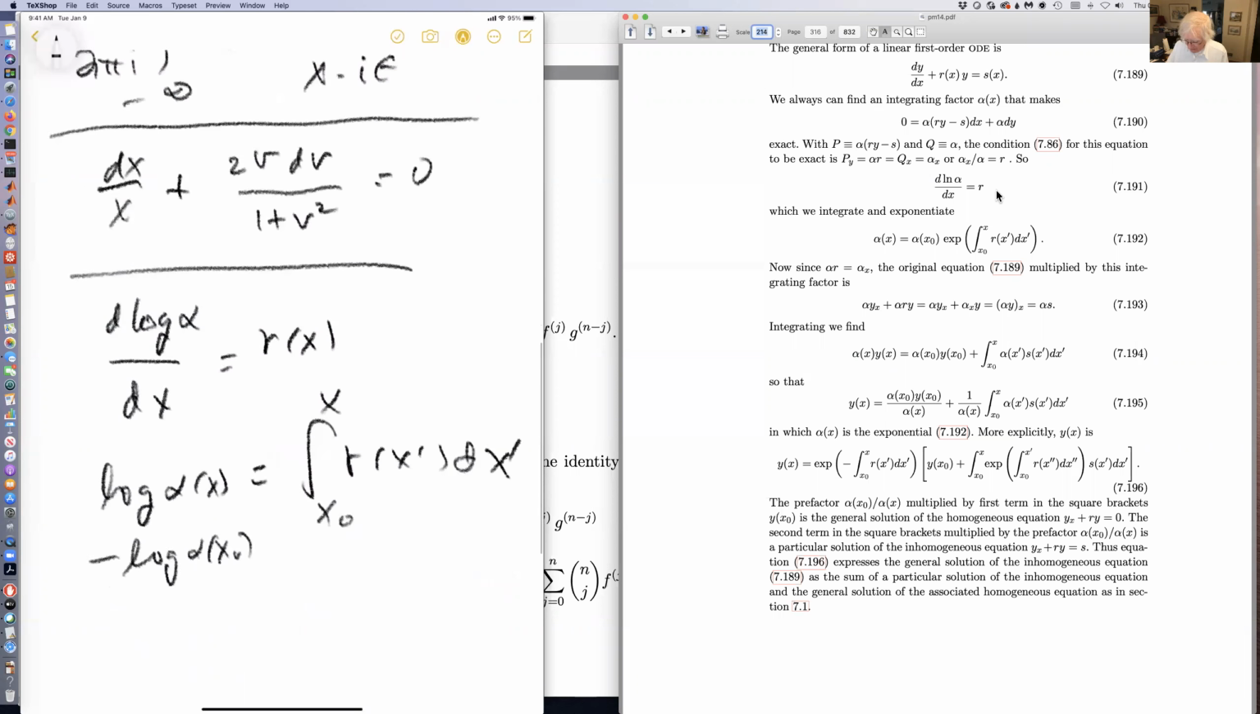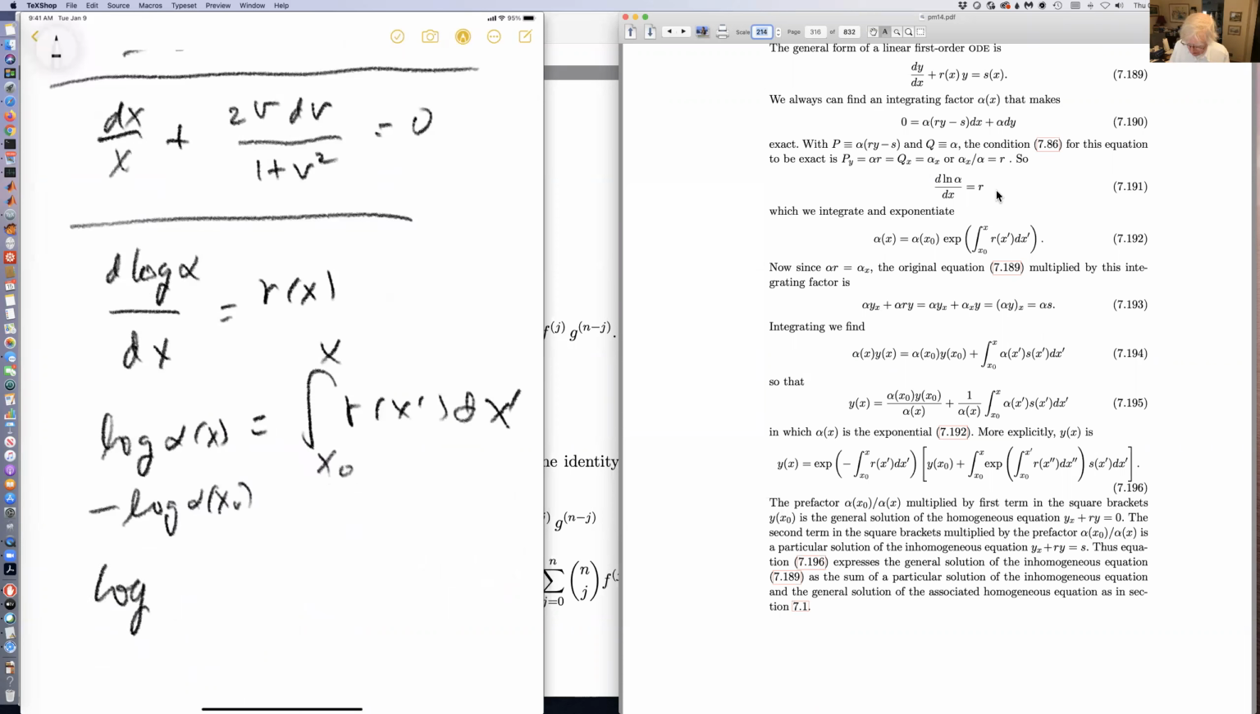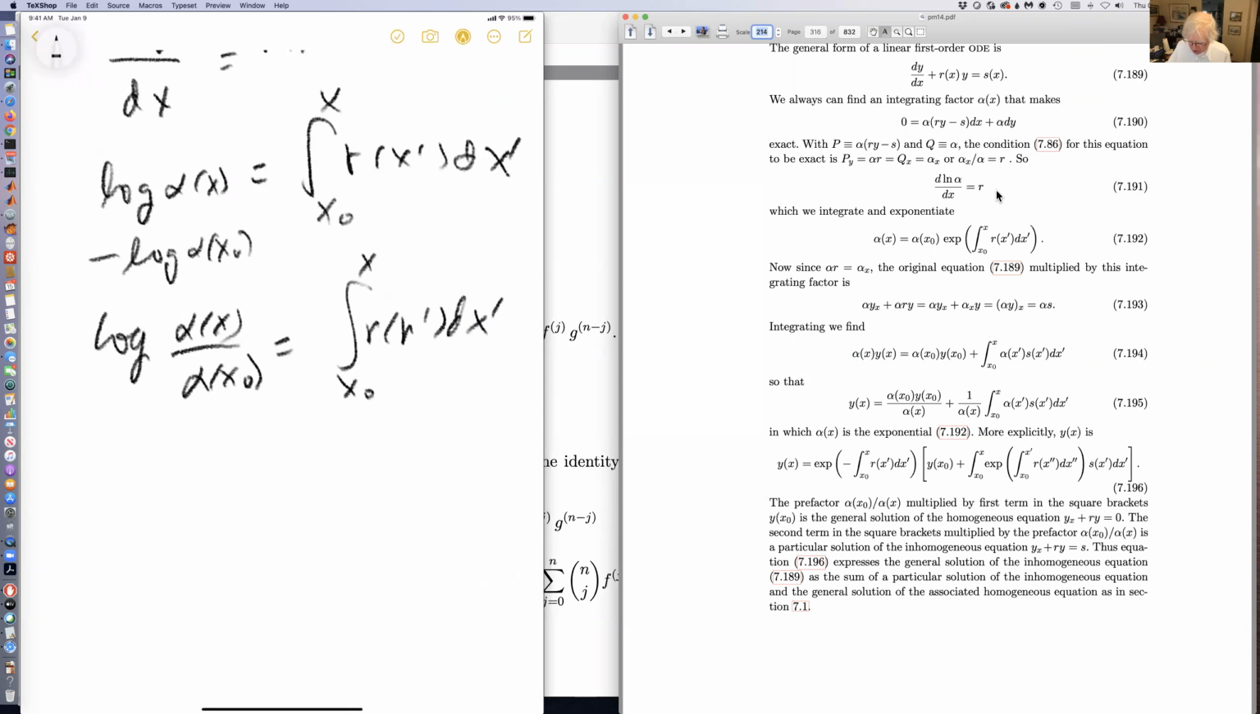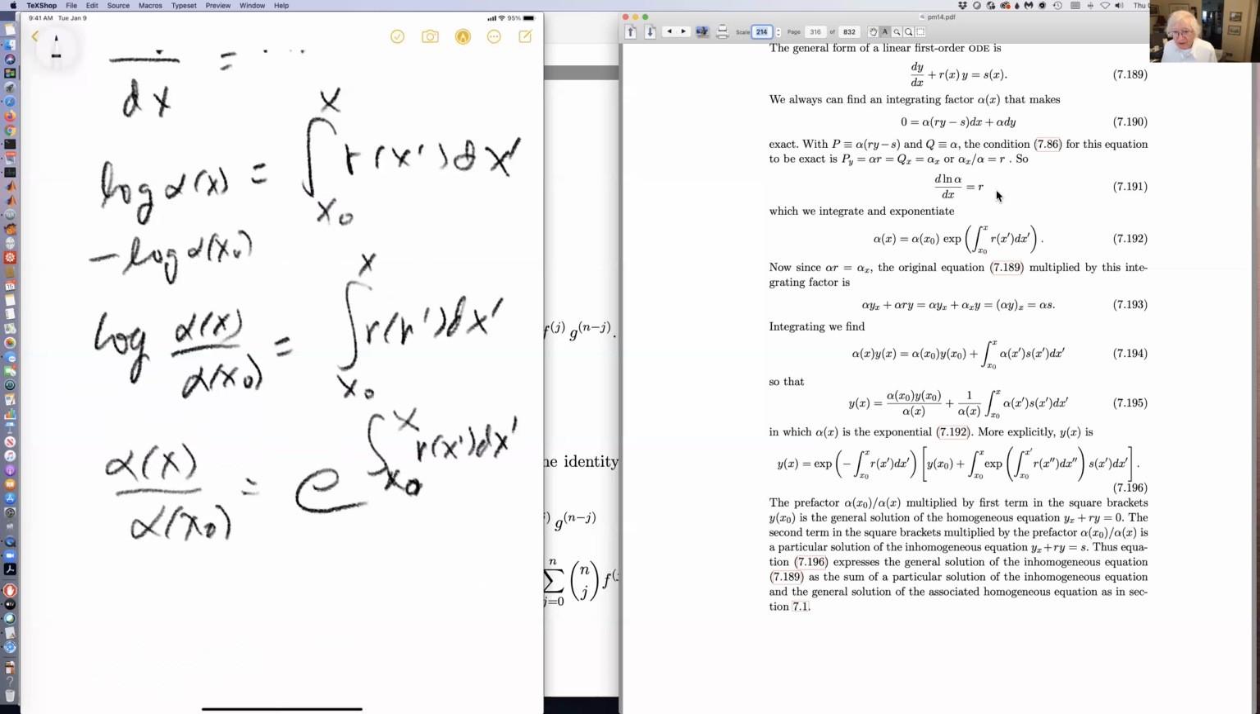So it's these two equal to that. And so log alpha of x over alpha of x0 is this integral from x0 to x of r of x prime dx prime. And then we exponentiate both sides and we get alpha of x over alpha of x0 is e to the integral from x0 to x of r of x prime dx prime. And that gives us this equation. So we found the integrating factor.